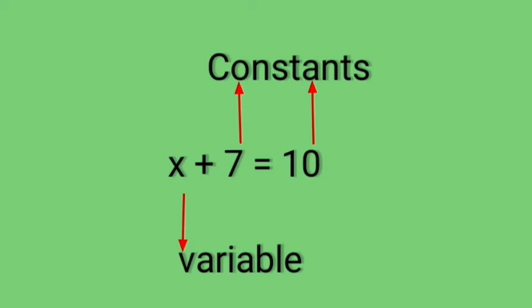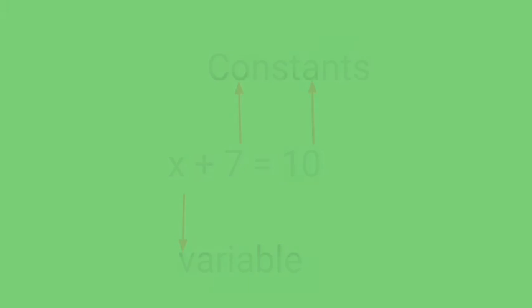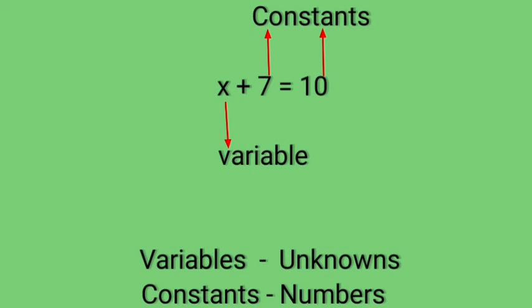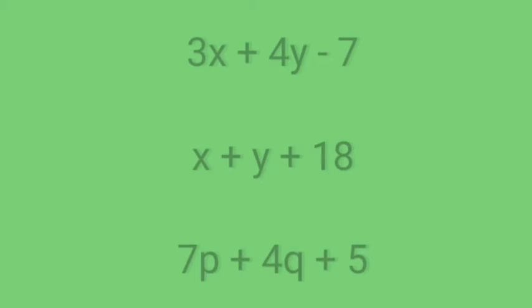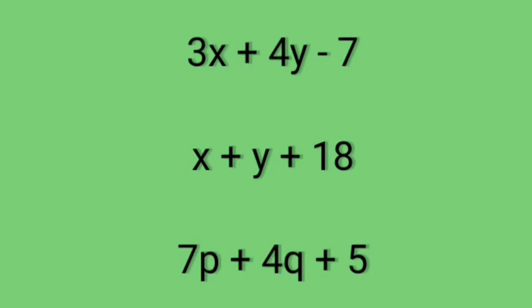Here in this expression, the unknown value x is known as variable, and the numbers like 7 and 10 are constants. That is, variable is nothing but the unknown values, and the constant is nothing but the number values. Hence, the definition of algebraic expression goes in this way. The combination of variables and constants with some basic mathematical operations is known as algebraic expressions. Here are some of the examples of algebraic expressions.